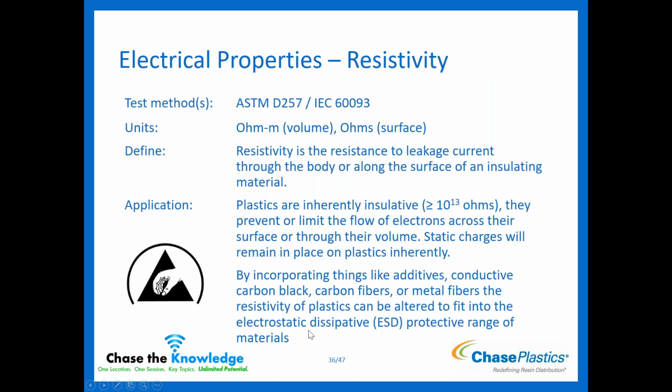Next, we'll get into some electrical properties. I wanted to spend a little bit of time on resistivity because there's a lot that goes behind that, unless you're working in it, maybe you're not so familiar with it. So resistivity, what does it really mean? It's resistance to leakage current through the body or along the surface of an insulating material. Surface resistivity would be the leakage through the surface, and volume resistivity would be through the body of the part. It just depends on how you're testing it, whether you're looking at surface or volume resistivity values.